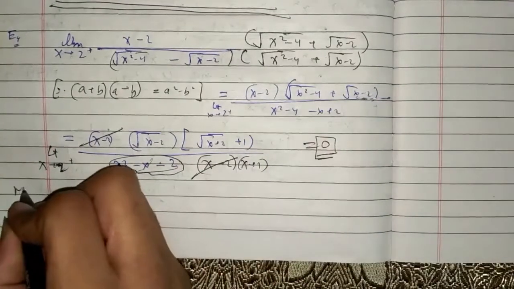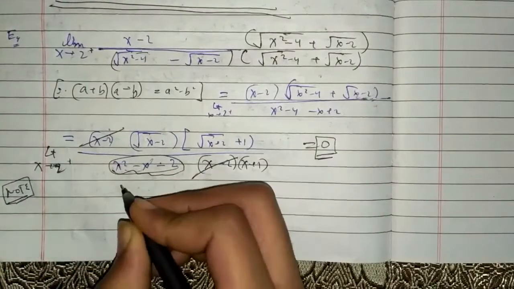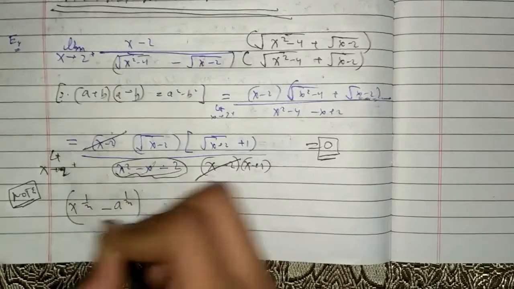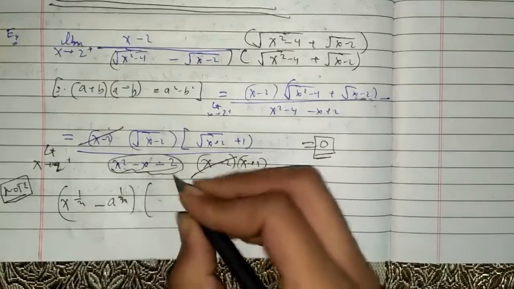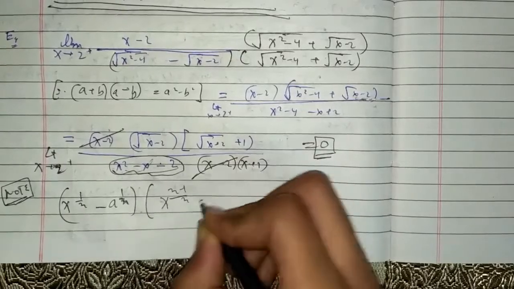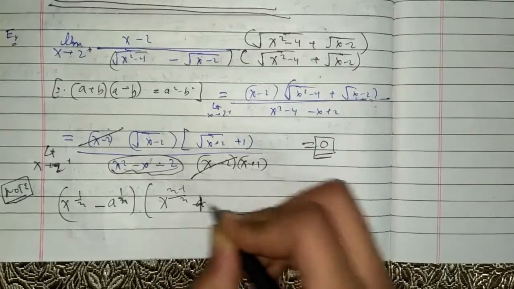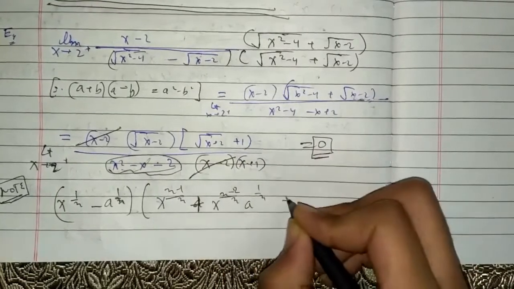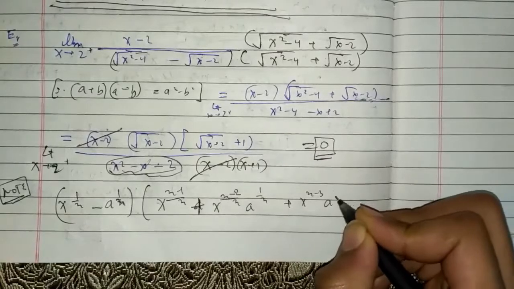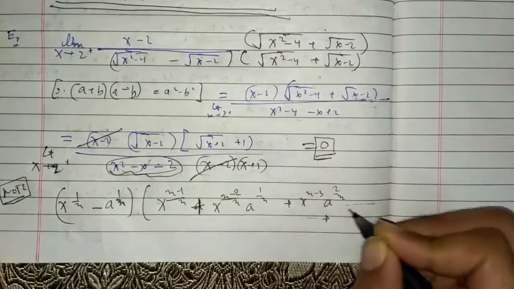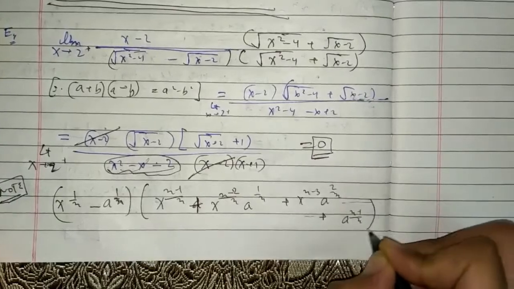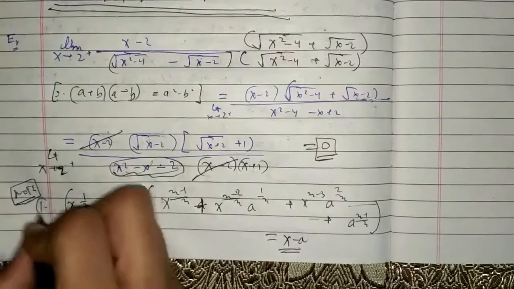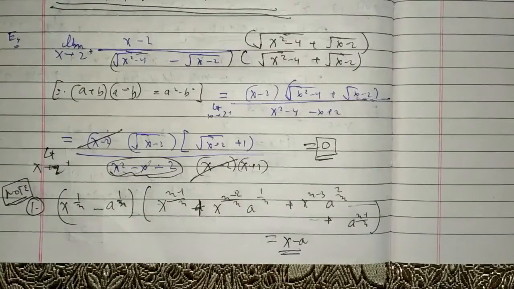Now another important note, that is x to the power 1 by n minus a to the power 1 by n times x to the power (n minus 1) upon n plus x to the power (n minus 2) by n times a to the power 1 by n plus x to the power (n minus 3) times a to the power 2 by n, and so on, plus a to the power (n minus 1) by n is equal to x minus a. This is the first note, and moving on to the next page.